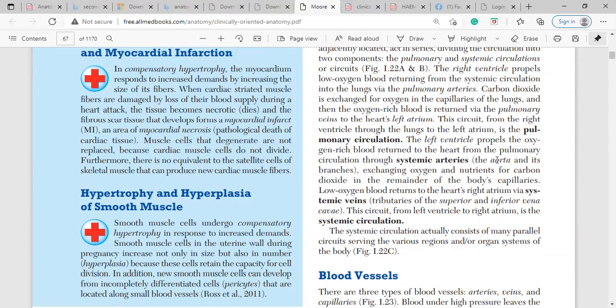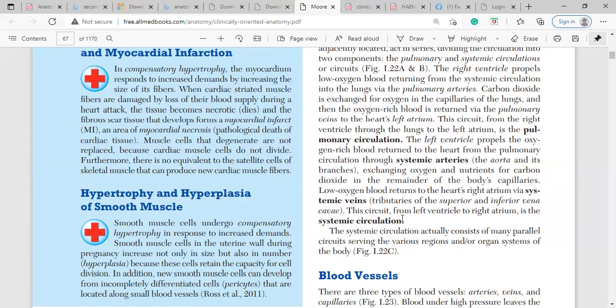And the largest of the systemic arteries is the aorta and its branches, exchanging oxygen and nutrients for carbon dioxide in the body's capillaries. Low oxygen blood returns to the heart, the right atrium, via the systemic veins, which is what I showed you in that diagram. Awesome. Then this circuit from left ventricle to right atrium is a systemic circulation.